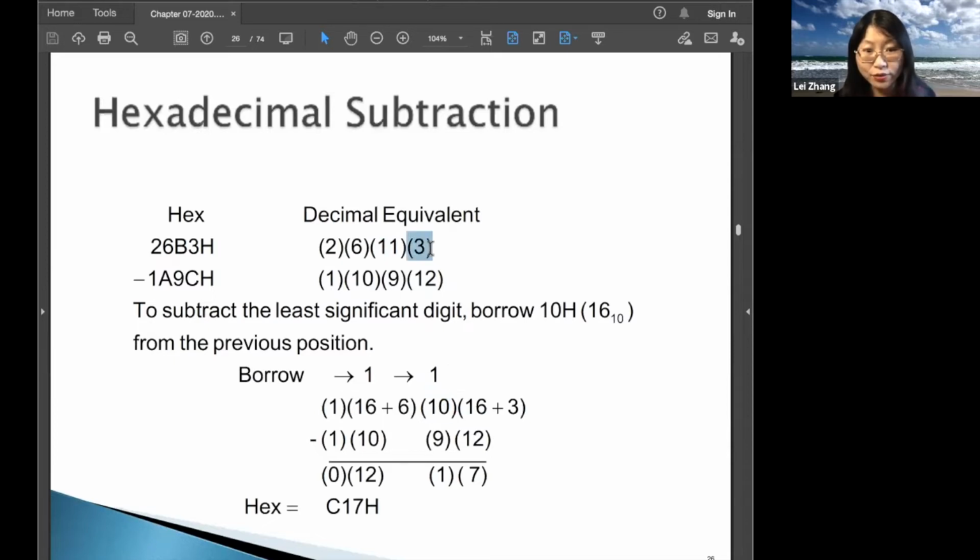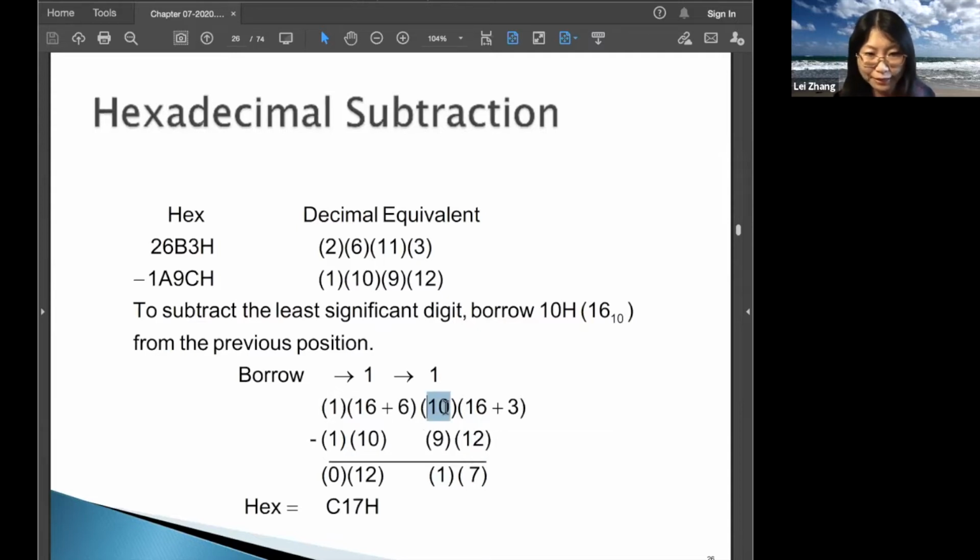Okay, so this 3 borrows 1 bit from the next bit, so it will have another 16 added here. So in total, we have 16 plus 3, that's 19. So 19 is enough for us to subtract this 12. So 19 subtracts 12 gives us 7. So this is how we get it here.